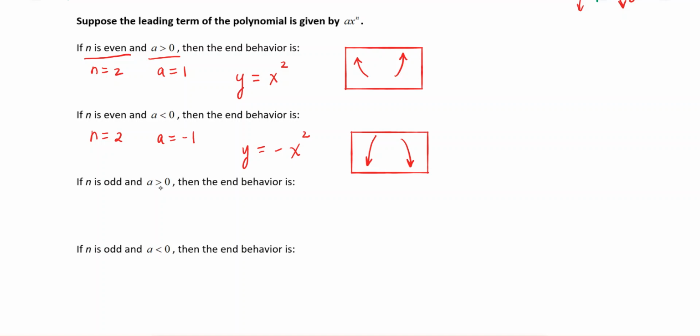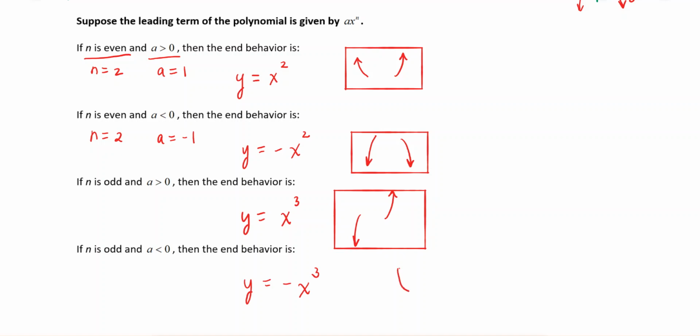If n is odd and a is greater than 0, think of a function like y equals x cubed, and your end behavior is like this. If n is odd and a is negative, then think of a function like negative x cubed, and then your end behavior is up on the left and down on the right.